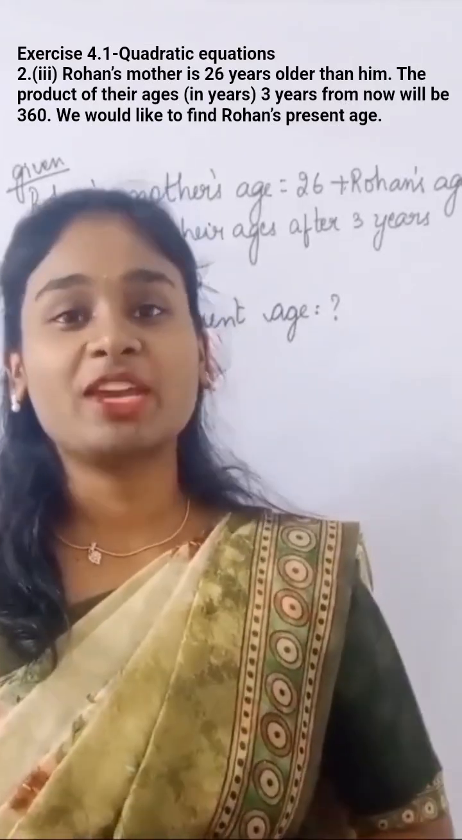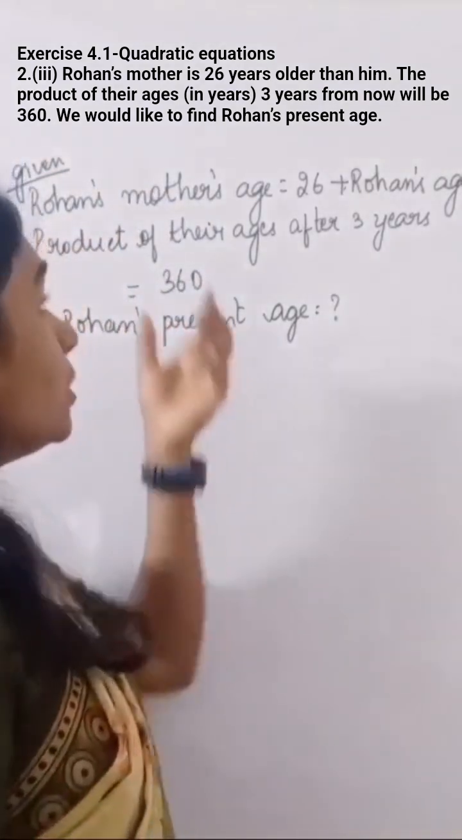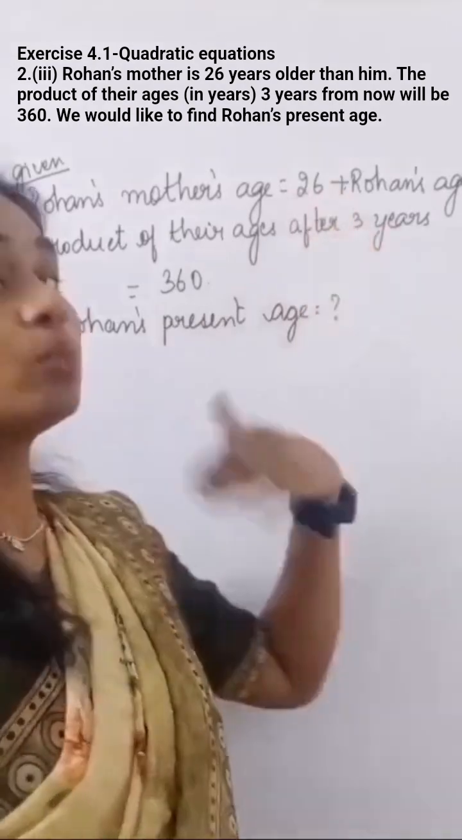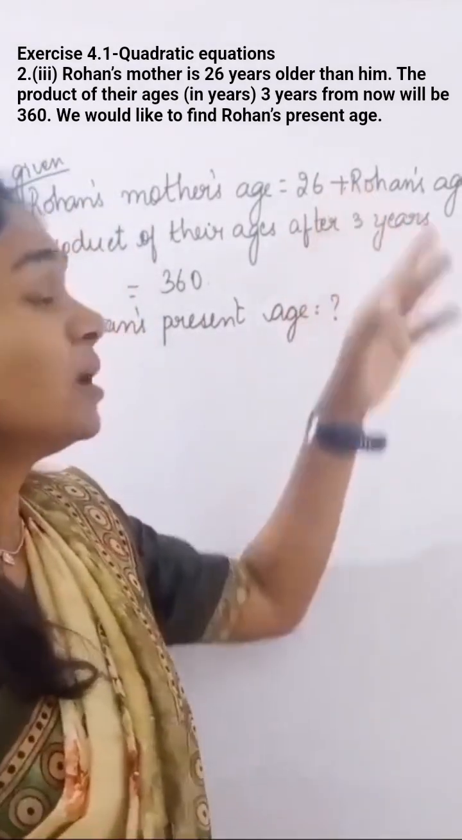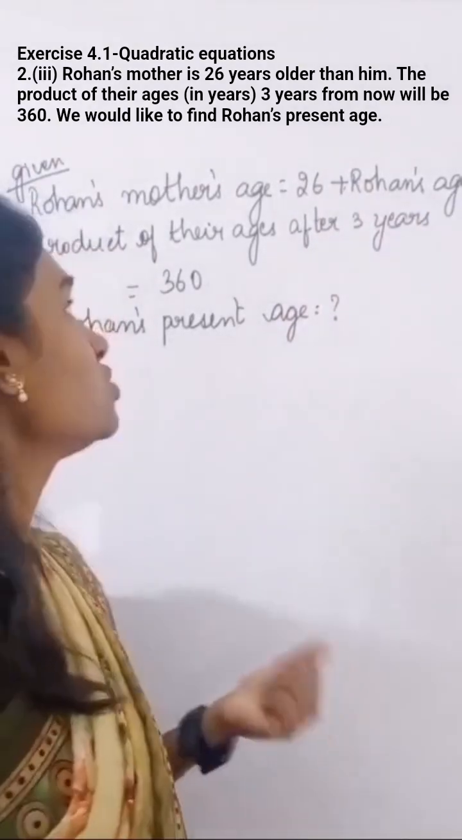Let us solve the fourth question of Exercise 4.1, quadratic equations. So look at the question. It says Rohan's mother's age is given as 26 more than, so we will write it as 26 plus Rohan's age, isn't it? And we do not know exactly what Rohan's age is, right?